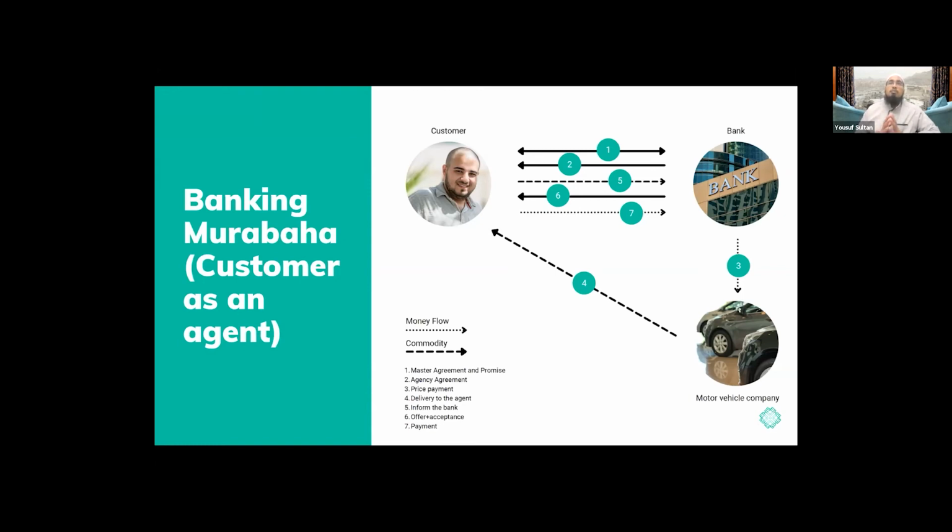So we have to remember one thing here: the customer being an agent of the bank is not what is recommended in general circumstances. Though the sad reality is that this is widely practiced globally. The best scenario is that the bank directly purchases it and possesses it, or maybe the bank makes someone else an agent.